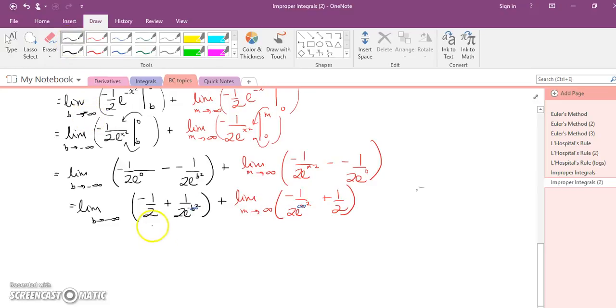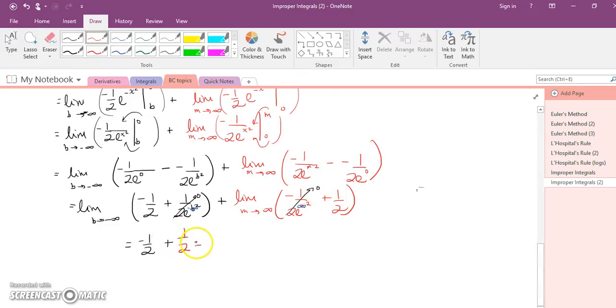Now, first of all, this is just going to be negative 1/2 because the limit can't touch that. If I plug a negative infinity in here and square it, that'll be a positive infinity. E to the infinity is huge. 1 divided by a huge number, 0. Now, infinity squared is infinity again. E to the infinity is a huge number. Negative 1 divided by a huge number goes to 0. I'm just left with 1/2.